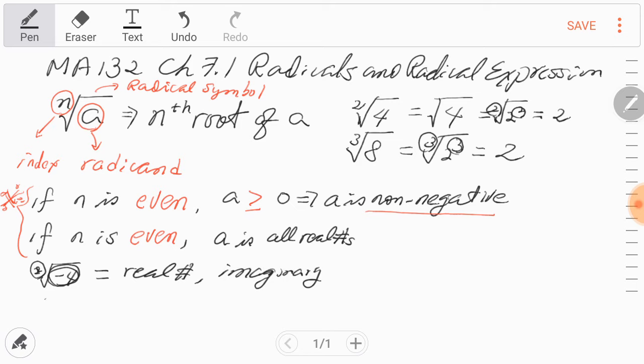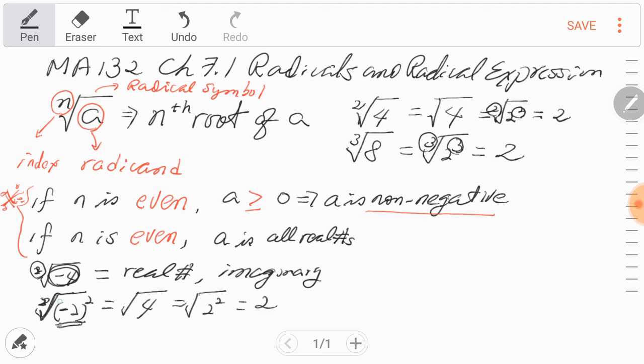How about this? We don't write the index if it is a square root, but let me write it here for example. The square root of, how about this one, -2 squared. Is the radicand positive or negative? The radicand is positive because -2 squared is actually -2 times -2, which is +4. And the +4 is 2 squared, so the square root of it is 2. -2 squared is positive, so this is a real number. It's not an imaginary number.